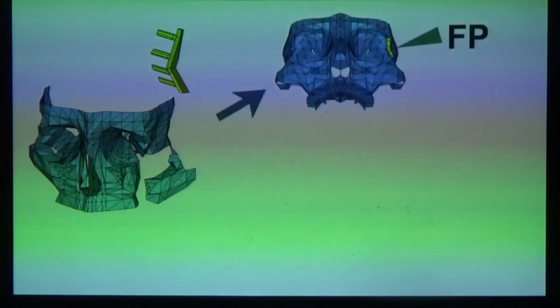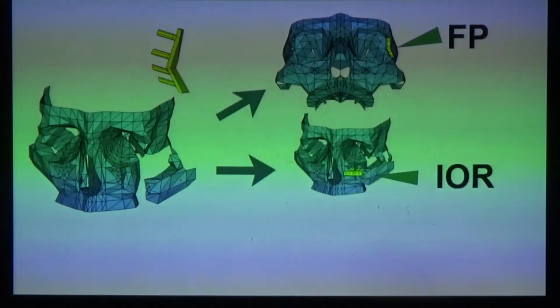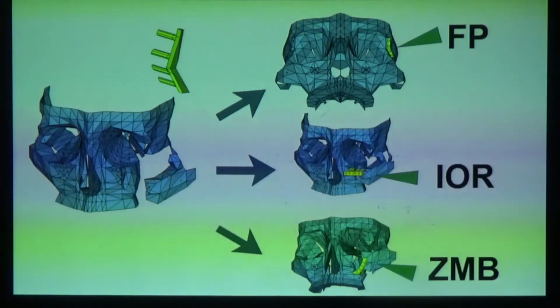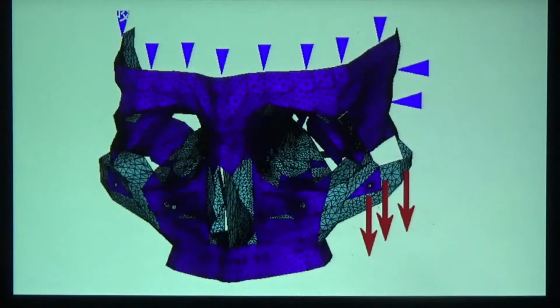To clarify this question, we produced 3-dimensional skull models and separated the zygoma to replicate zygoma fractures. Then, we reconnected the separated zygoma with mini plates and screws at the frontal process, inferior orbital rim, and zygomatic-maxillary buttress, respectively. Then, downward force was applied to the arch of the fixed zygoma, simulating mastication.